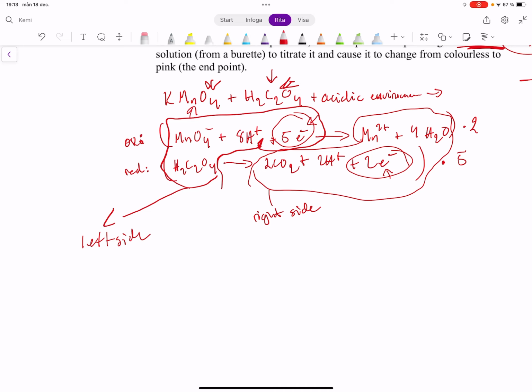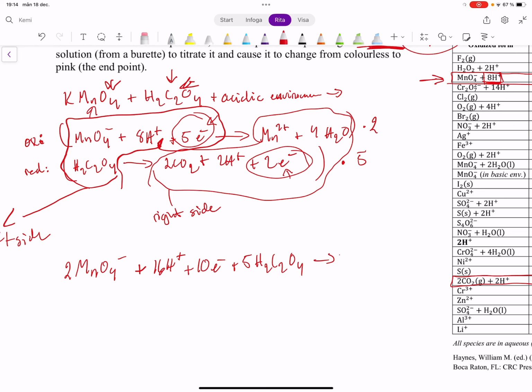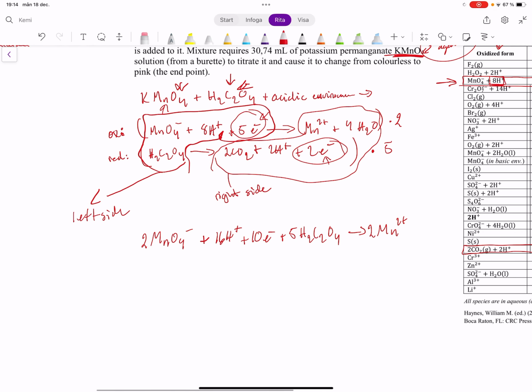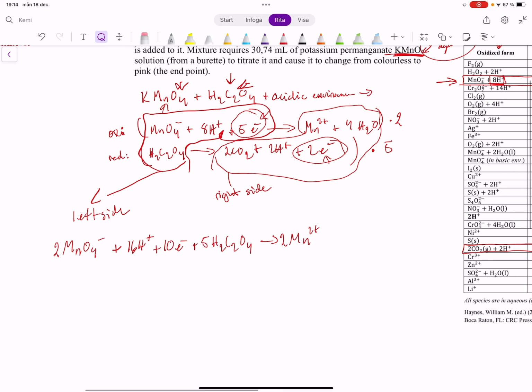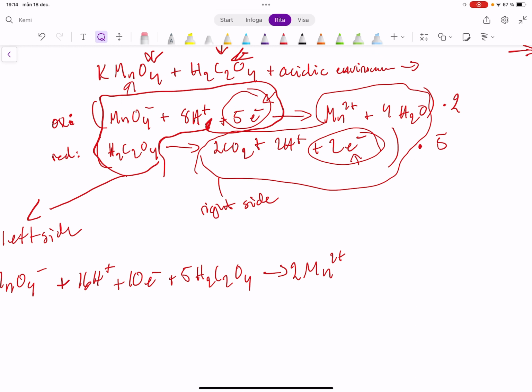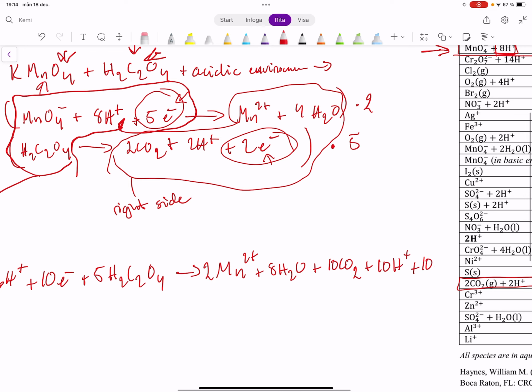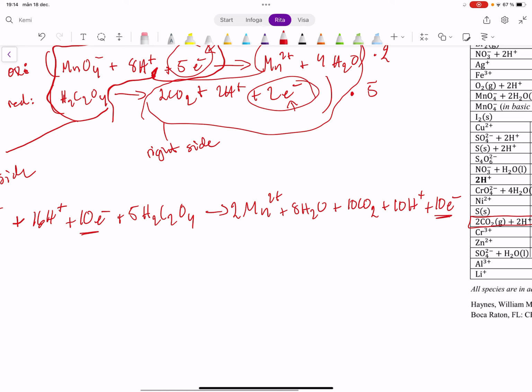So 2 times MnO4, you will get 2MnO4 minus plus 16H plus plus 10 electrons, and then you have to do plus 5H2C2O4, and this equals 2Mn2 plus plus 8H2O plus 10 CO2 plus 10 hydrogen plus 10 electrons. Now that we have 10 electrons here and 10 electrons here, everything is equal.